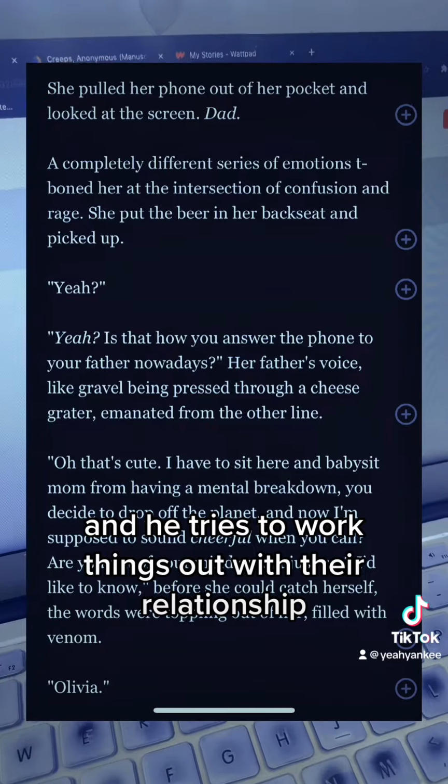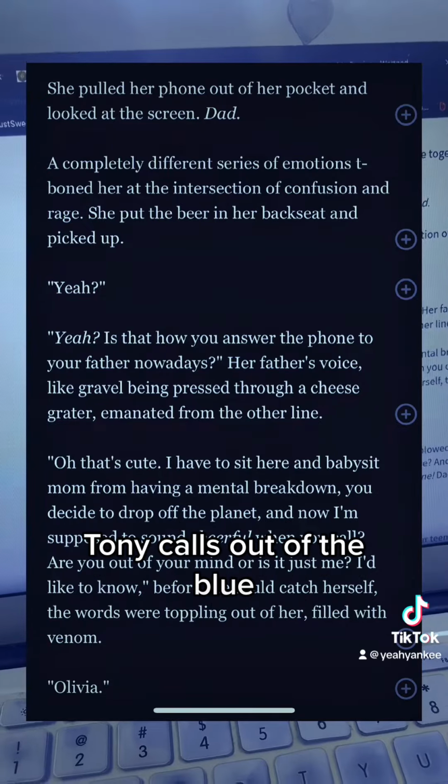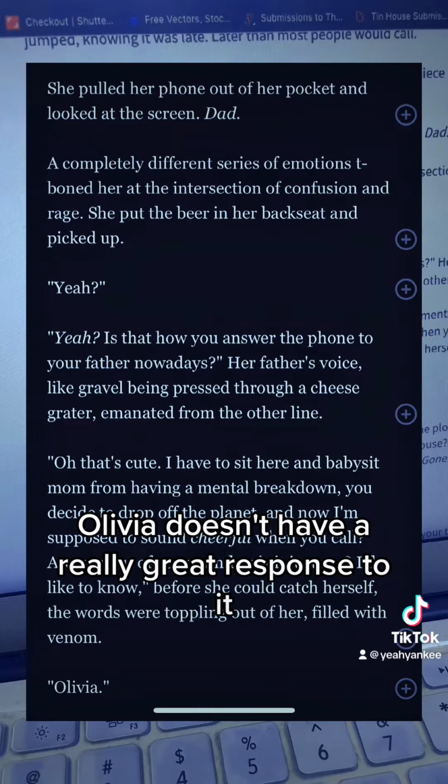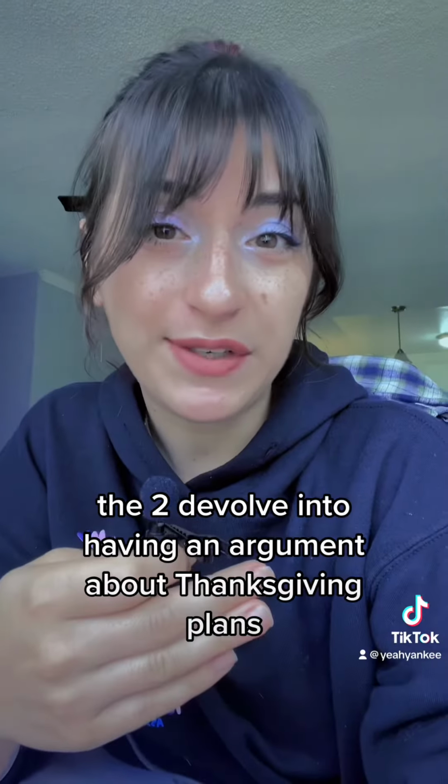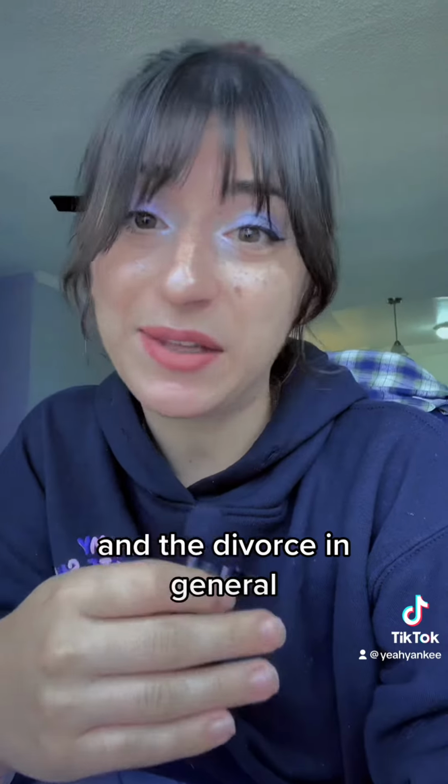In chapter 10, we actually get the introduction of Olivia's father after he calls her about Thanksgiving plans and he tries to work things out with their relationship. Tony calls out of the blue, Olivia doesn't have a really great response to it, and Tony doesn't have a great response to her response. The two devolve into having an argument about Thanksgiving plans and the divorce in general.